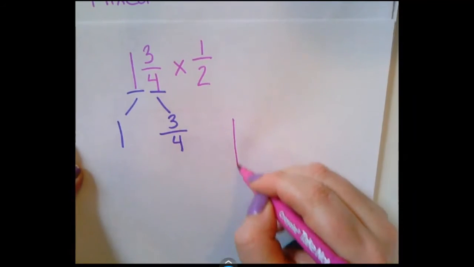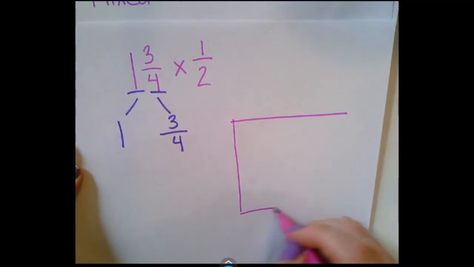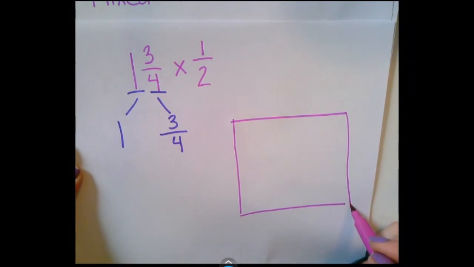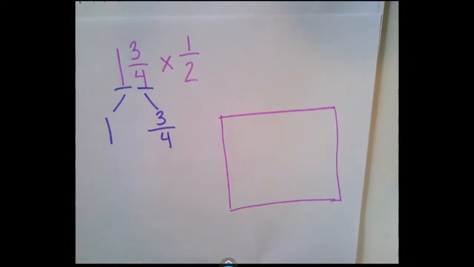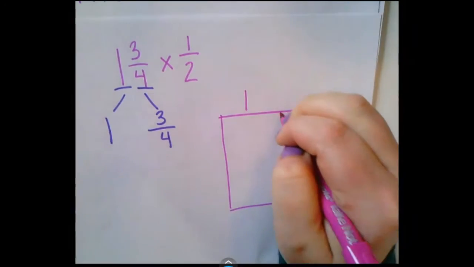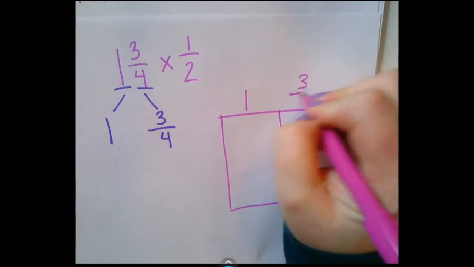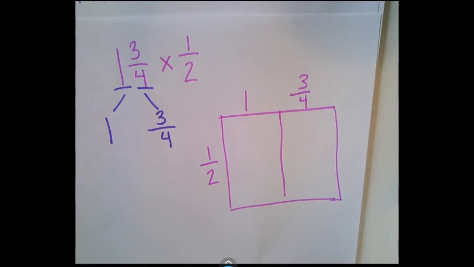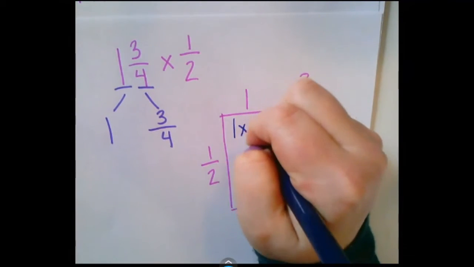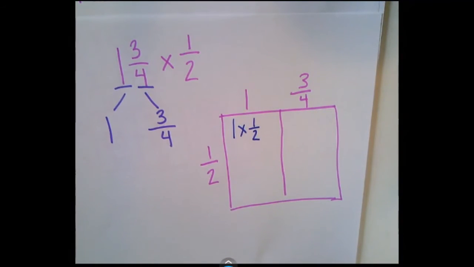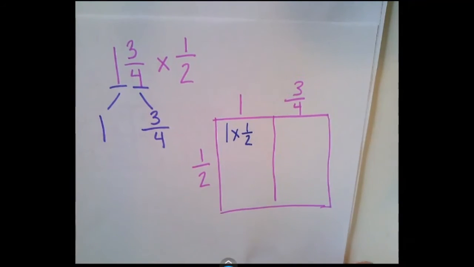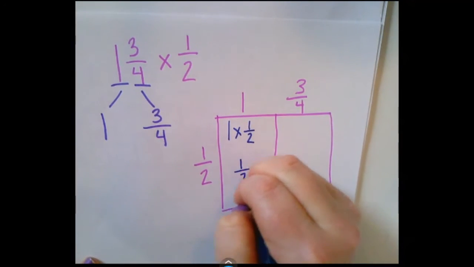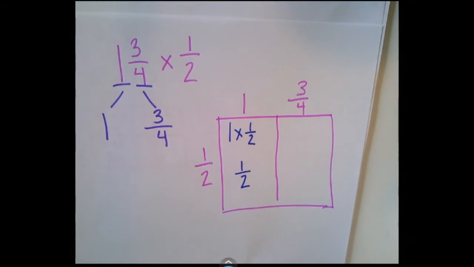When we make our area model or our decomposition model, it's going to look very similar to how we do whole numbers. On the top, I'm going to put the 1, and I'm going to put the 3/4. And then on the side, I'm going to put 1/2 because it's all by itself. So the first thing I'm going to do is 1 times 1/2. And we know that that would be 1/2 because anything times 1 is always itself.